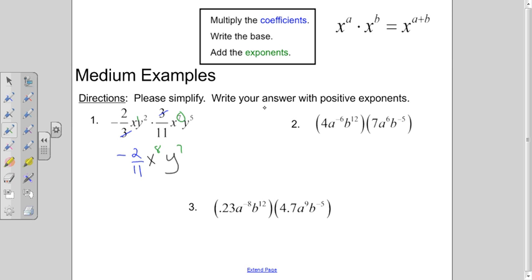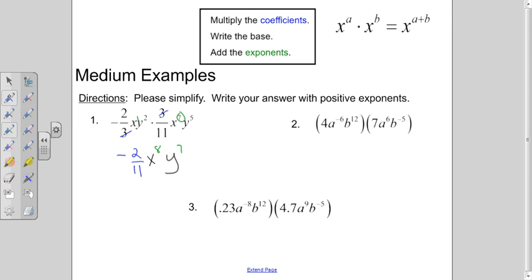Okay? Now in this next example, don't let the fact that it has parentheses as opposed to the dot, it's still multiply. There's no distribution going on here, in case that throws you off. So we have 4a to the negative 6, b to the 12th, times 7a to the 6, b to the negative 5th. If you're familiar with the negative exponent rule, I wouldn't apply it just yet. I would do my multiplication property, which is being featured in this video anyway.